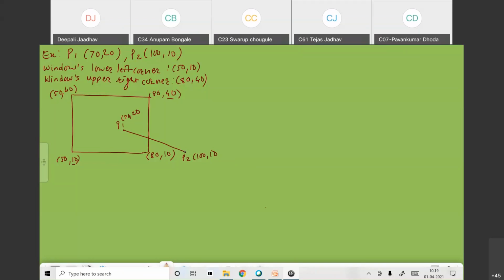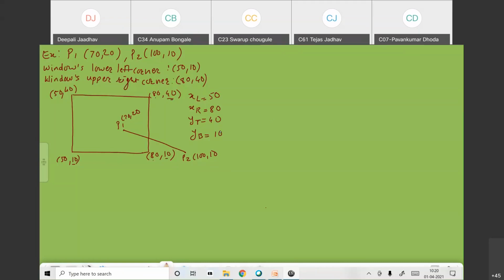Now using this window and this line, first I am going to write here the values of XL, XR, YT and YB. So here the XL value is 50 for this window, XR value is 80 for this window, then Y top is 40 and Y bottom is 10. So here we get the values of XL, XR, YT and YB.